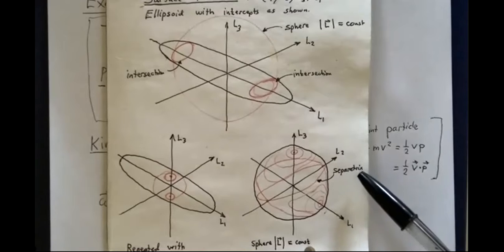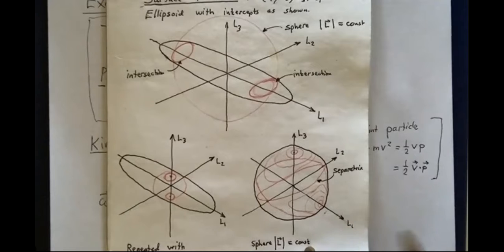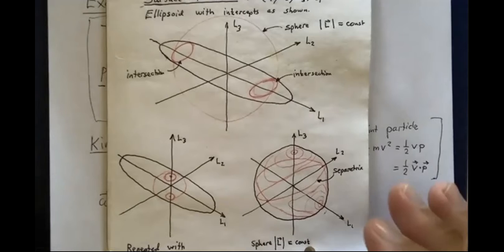So yeah, we'll talk about a separatrix here, etc. What is going on here is we have a very general notion here, L1, L2, and L3. These are the components of the angular momentum relative to the principal axes. So let's take a second to write down what that means.